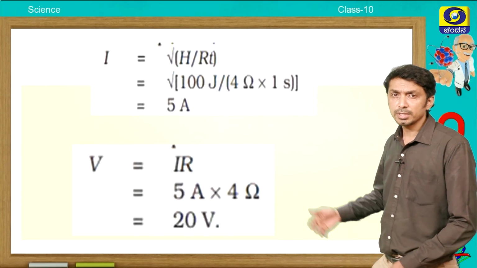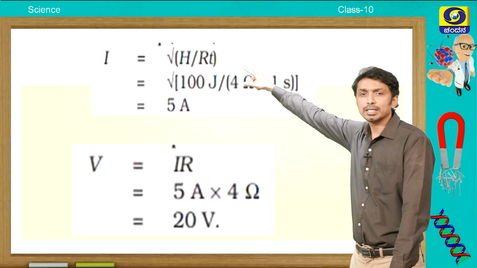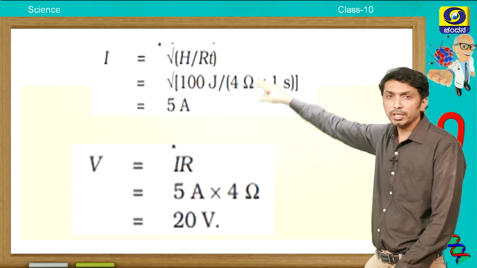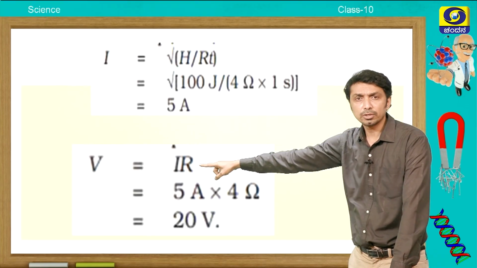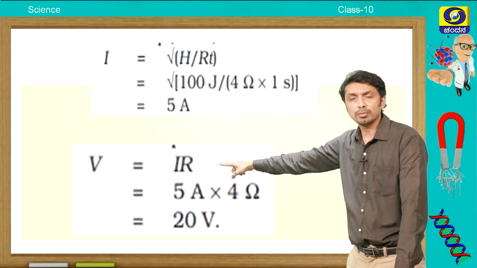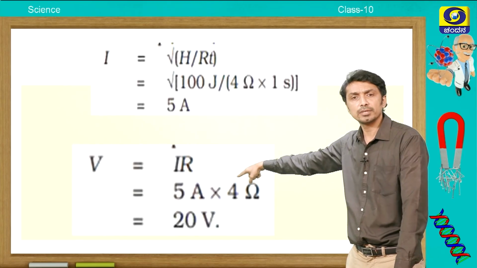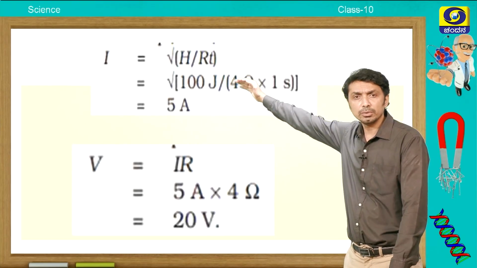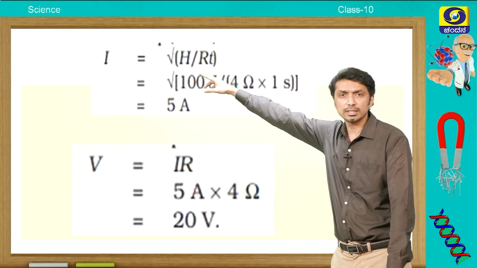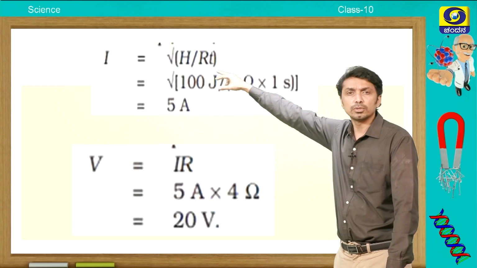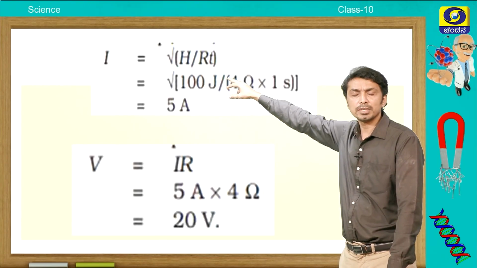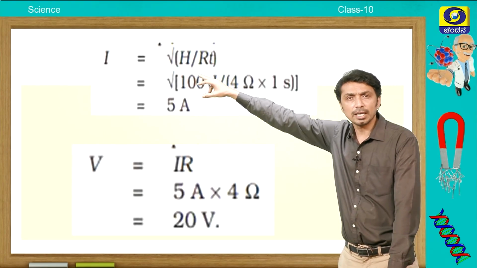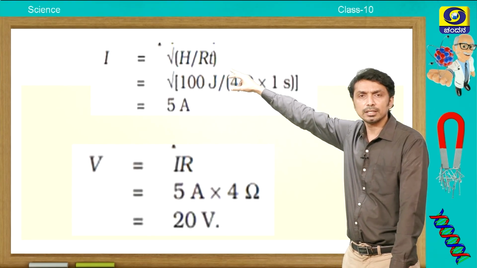Already you saw through Joule's law of heating that H is equal to I squared RT was the equation. Now, here we need to find the potential difference, and to find the potential difference we know the formula V equals IR. Here the resistance value is given, but I is not there. So, the electrical current we need to find by transposing: I is equal to root of H by RT, from the same equation H is equal to I squared RT. If we separate I in that equation, we get it in this form.